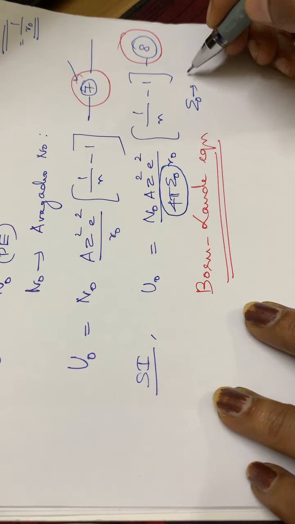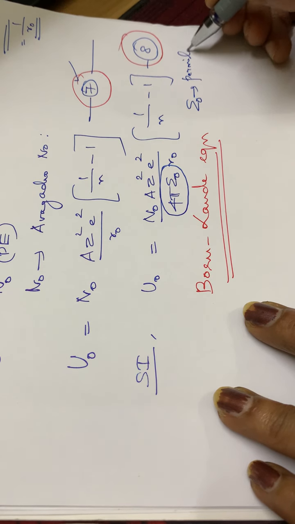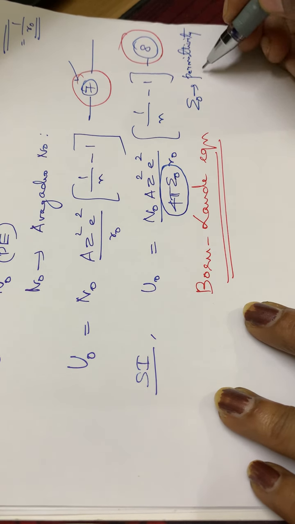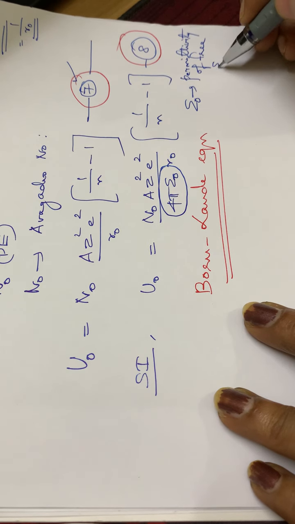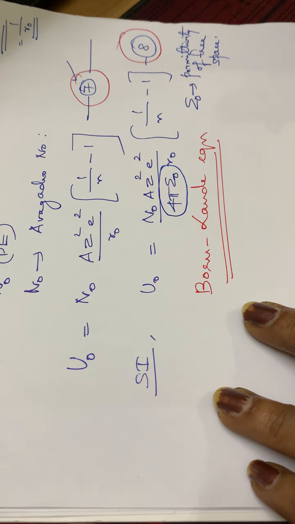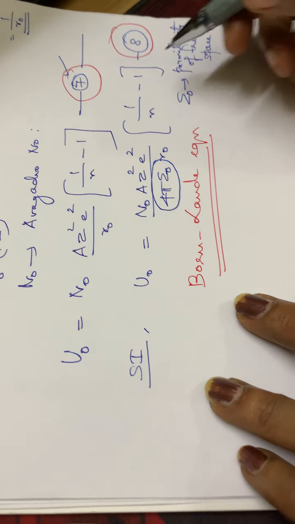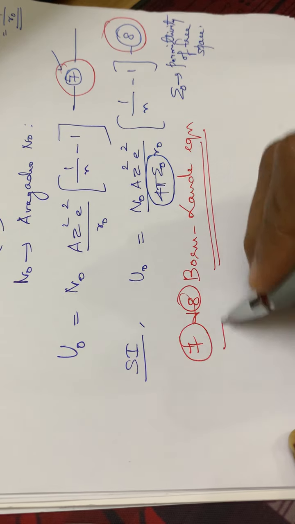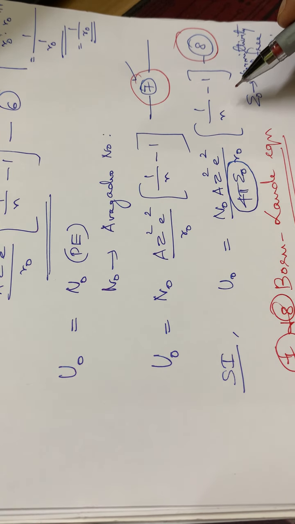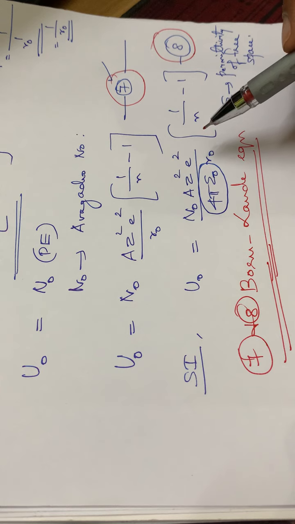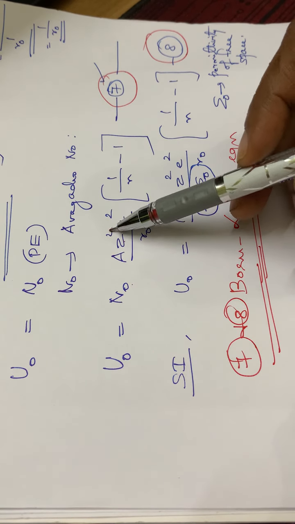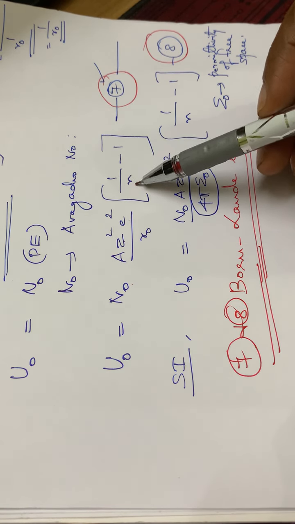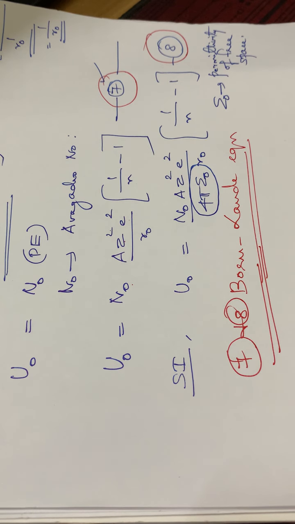So here epsilon 0 is the permittivity of free space. You have studied this in physics, isn't it? Epsilon 0 is the permittivity of free space. So these equations, that is equations 7 and 8, are called the Born-Landé equation. So you can write both these equations while you are asked to write the Born-Landé equation. N0 into A Z square into E square divided by R0 into 1 by N minus 1. Okay. Hope you are clear with this Born-Landé equation. No need of explaining again, or else you can go through the video once more. Okay.